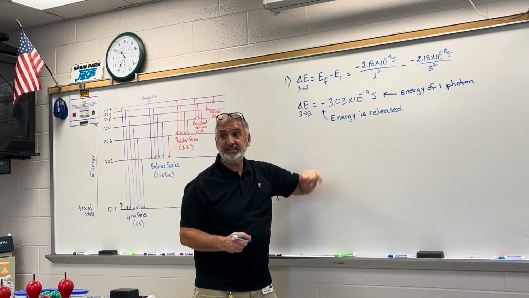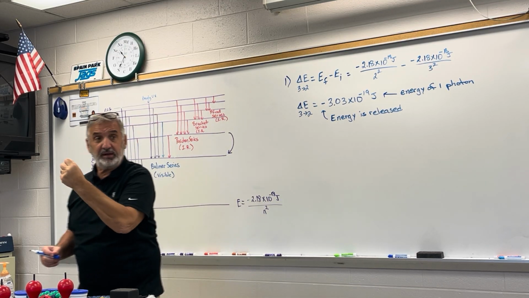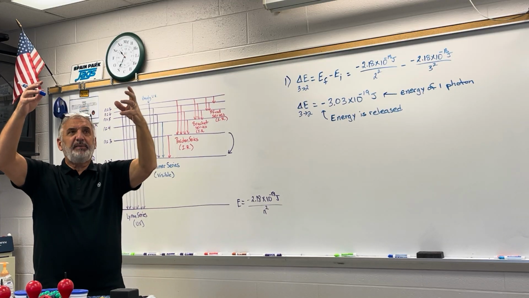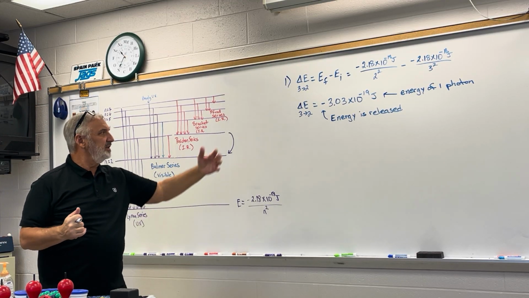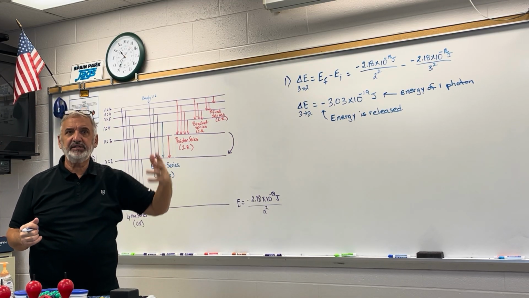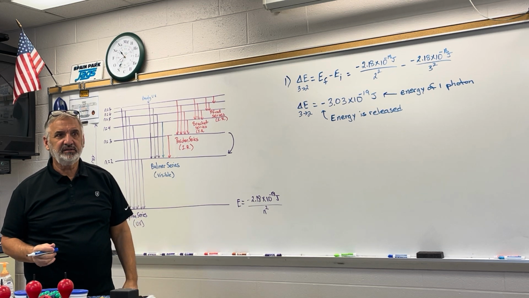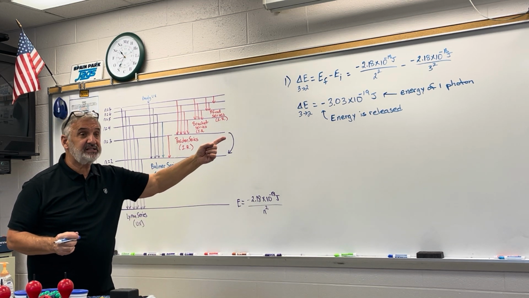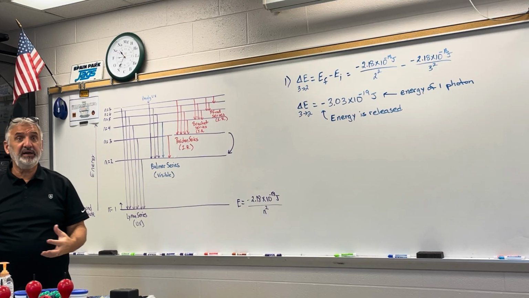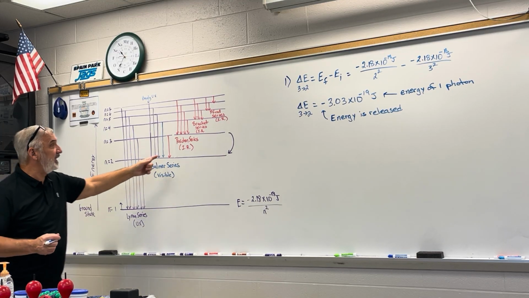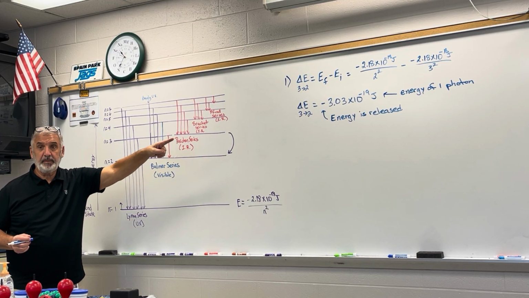Now, 10 to the minus 19th is a very tiny number. That's a small amount of energy, but we're being bombarded by bazillions of them, and so there's enough of them to where they actually make an image. We can see the red line. The more photons that hit us, the brighter that red line appears. But all the photons of red are going to be that same size.